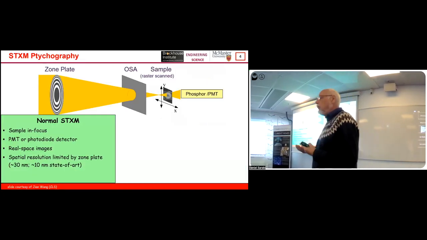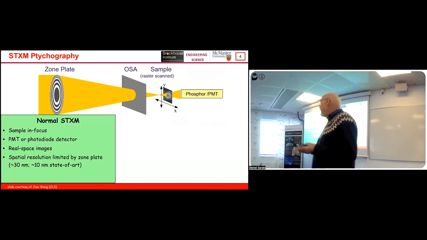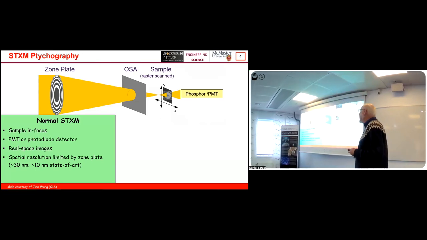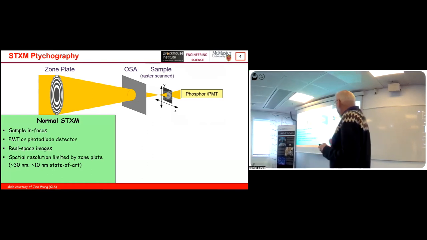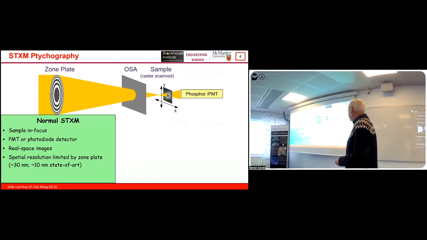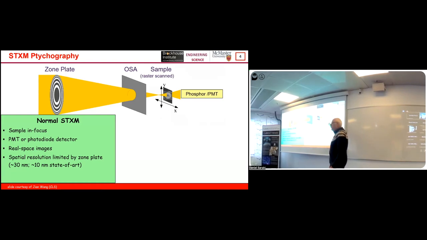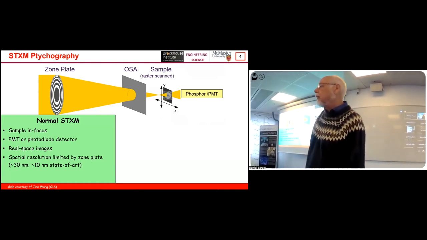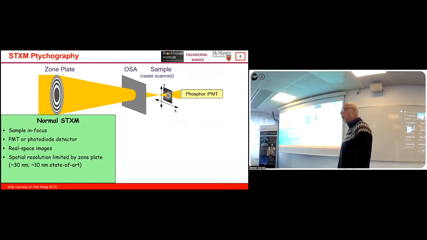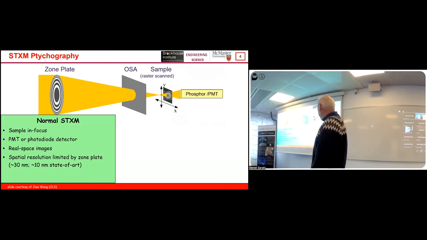So how do we do this in the soft X-ray? We adapt a scanning transmission X-ray microscope, which is a zone plate focusing device, where normally you would have a single channel detector. We typically use a phosphor to down convert soft X-rays to the visible region, and then use a classic high performance photomultiplier to measure them.